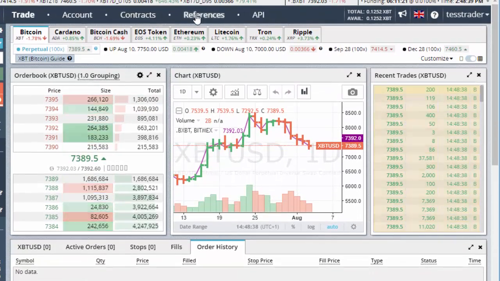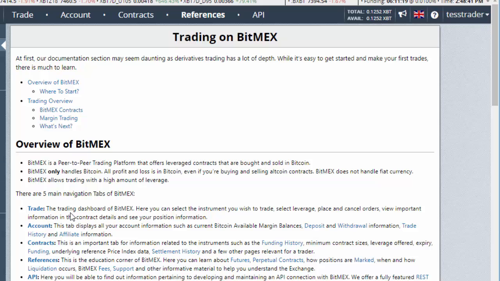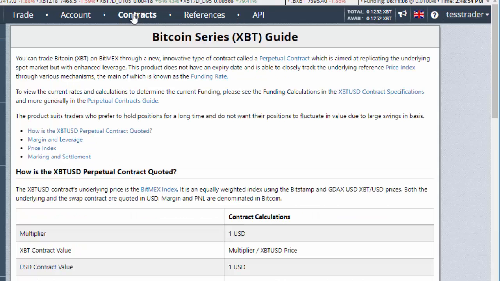Now across the top, we've also got a reference, which is the help file. Any questions that you have, have a look inside of here. You'll get the answer to absolutely everything you want inside of there. Again, in contracts, you'll find all sorts with the contracts as well.